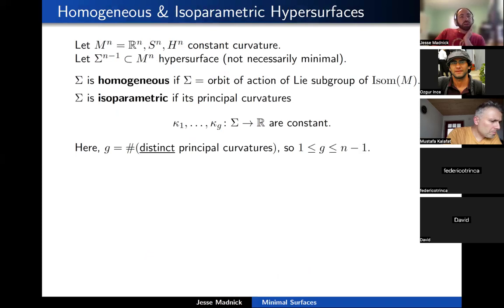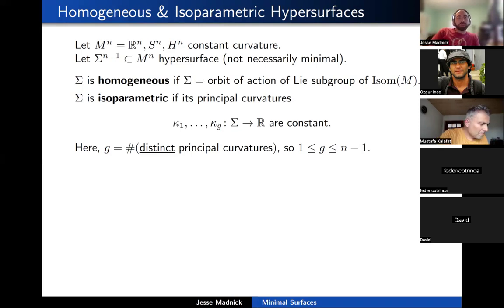Okay, but for us in this talk, we're not going to be interested in arbitrary Riemannian manifolds M. We're only going to be considering simply connected space forms, which is to say R^n, S^n, and H^n with their standard constant curvature metrics. Okay, again, sigma will be a hypersurface. For now, not necessarily minimal.